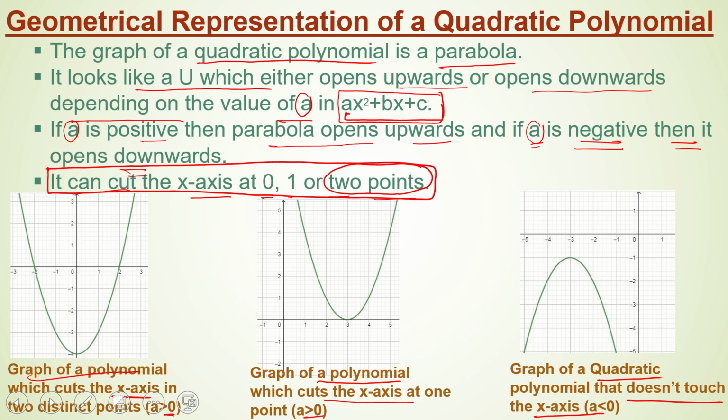So the parabola can cut the x-axis or it cannot cut the x-axis. If it cuts, then it will intersect at 2 points, or if it touches, then it will touch only at 1 point, and if it does not meet the x-axis, then it will not go to the x-axis.